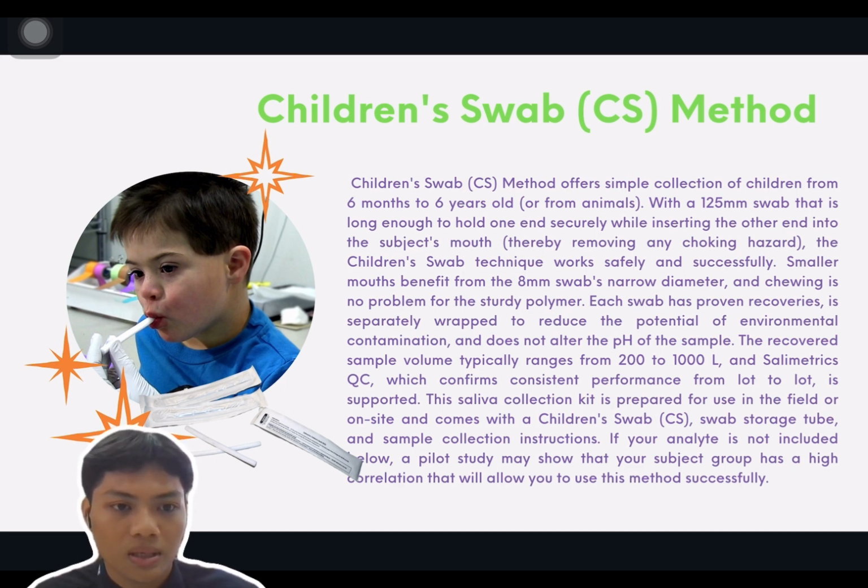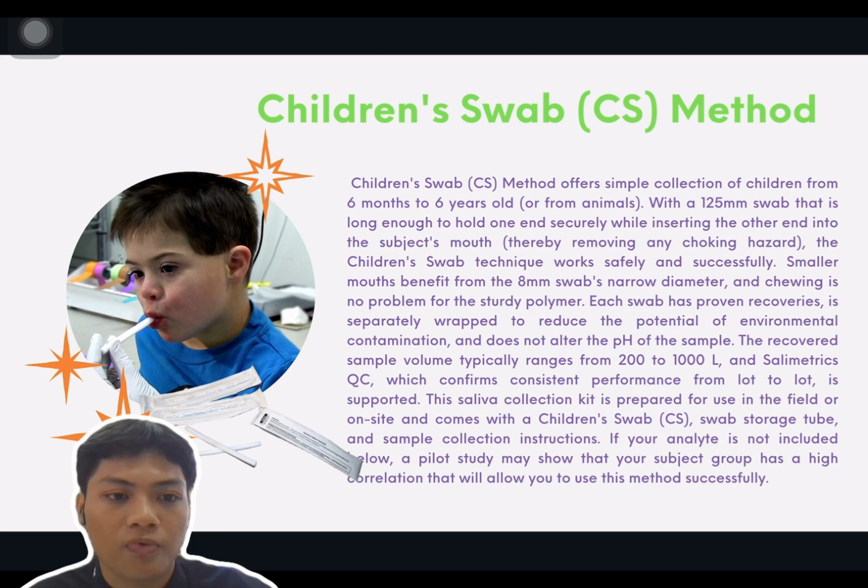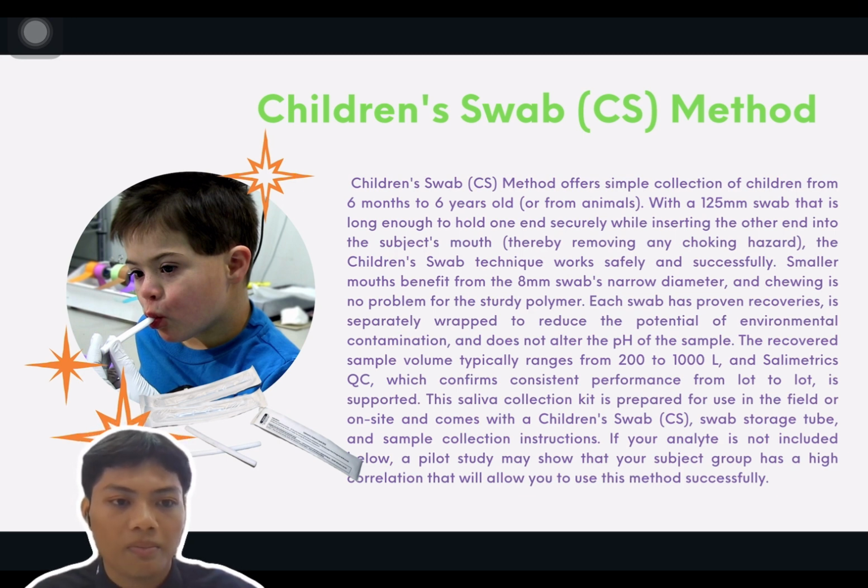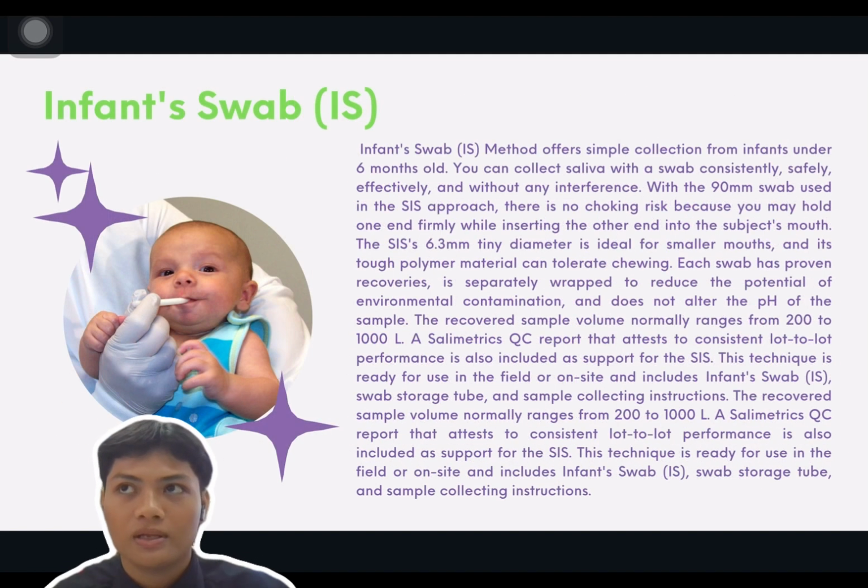This method can be used by children from 6 months old to 6 years old. Each swab has proven recoveries and is separately wrapped to reduce the potential of environmental contamination, and does not alter the pH of the sample. The recovered sample volume typically ranges from 200 to 1000 µL, and Salimetric QC, which confirms consistent performance from lot to lot, is supported. This saliva collection kit is prepared for use in the field or on site and comes with a children's swab.